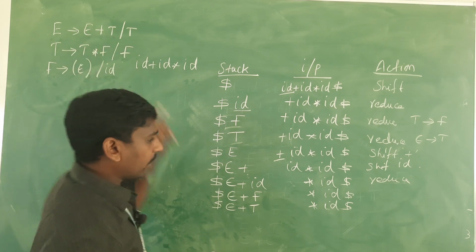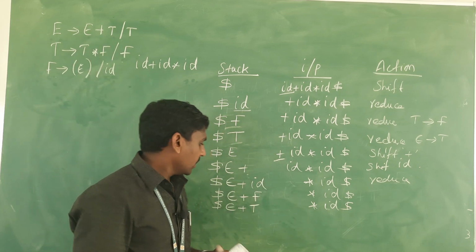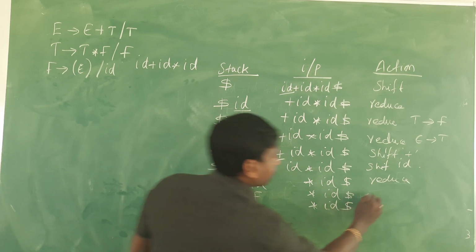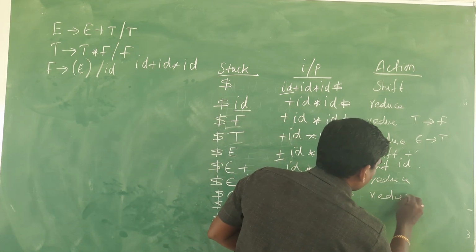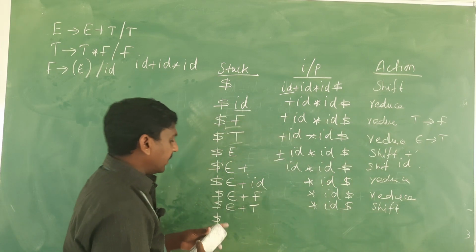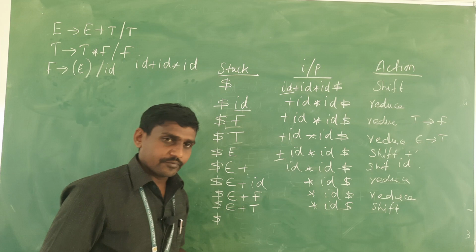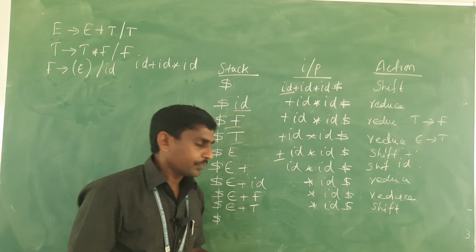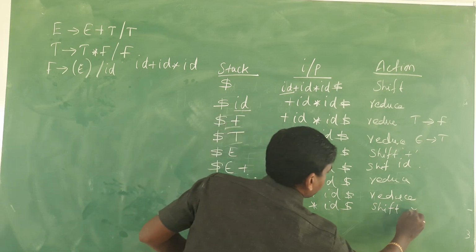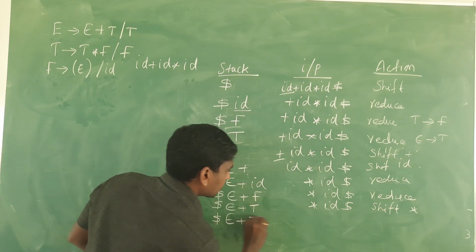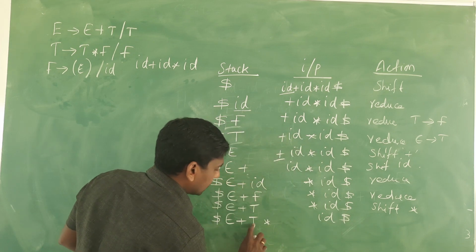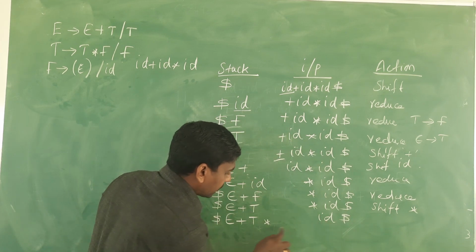Now check whether e plus t has a handle. Yes, e plus t has a handle, but this is the same issue, the same drawback. Even though e plus t has a handle, you have to shift here. Here it is reduce, here it is shift. That is the drawback I told you. If you reduce to e, we cannot derive the string. So even though e plus t has a handle, we shift star. So e plus t star, then id $. Now does e plus t star have a handle? No, so again shift id.